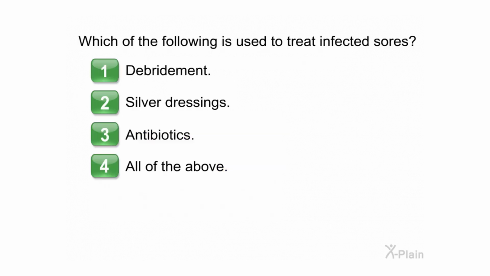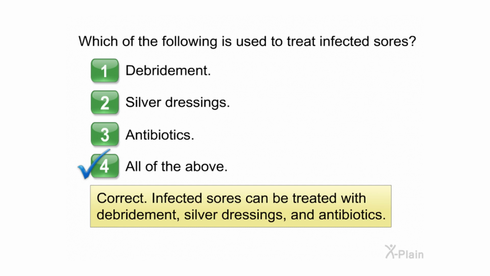Which of the following is used to treat infected sores? Choose one of the following options. 1. Debridement. 2. Silver dressings. 3. Antibiotics. 4. All of the above. Correct. Infected sores can be treated with debridement, silver dressings, and antibiotics.